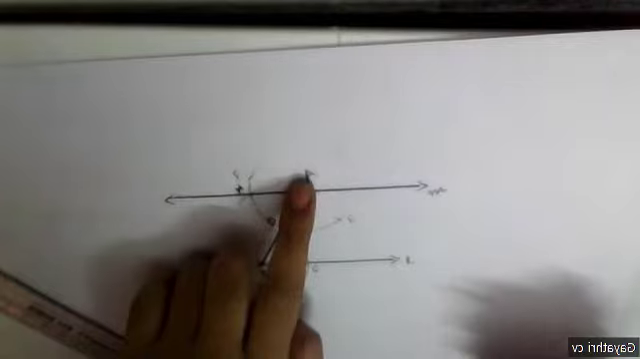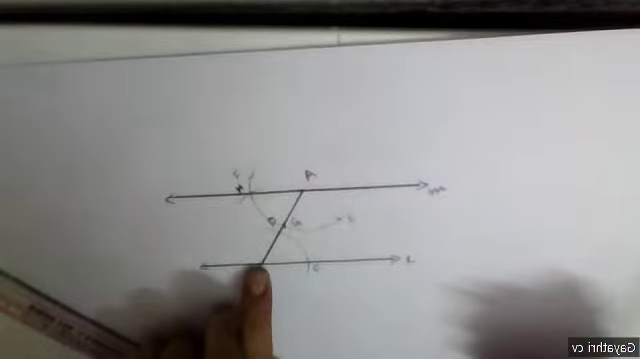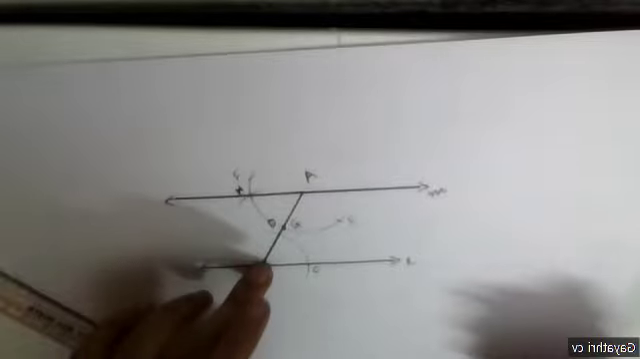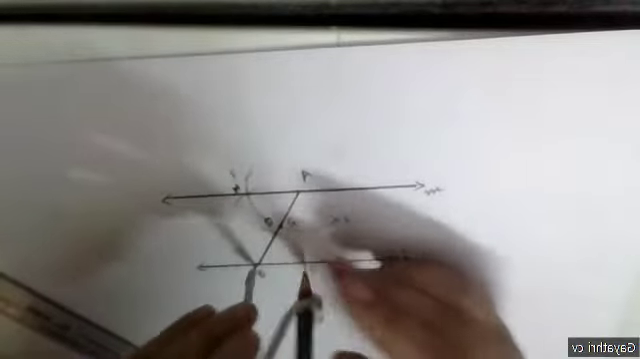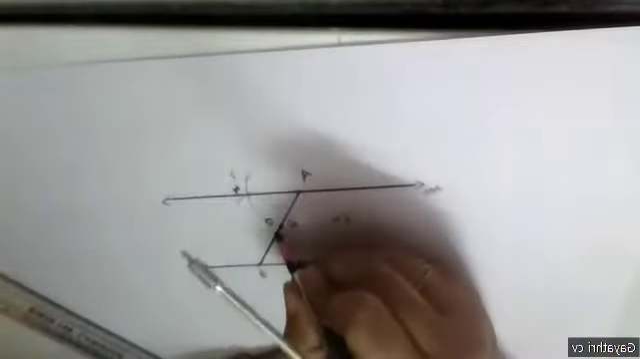First, draw a line L. Mark a point A through which you want to draw a parallel line to the given line. Now, mark a point B on the line L and then join AB. Once you have joined AB, with B as center and a radius of your choice, just draw an arc. So we drew an arc like this, which meets the line L at C and AB at D. Let's be clear there, this is point D.